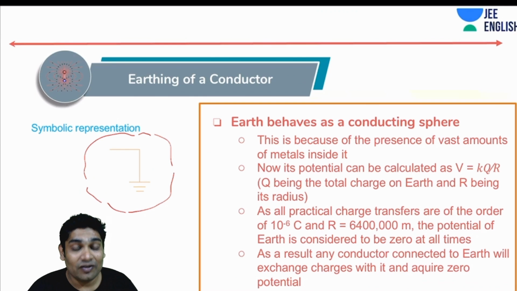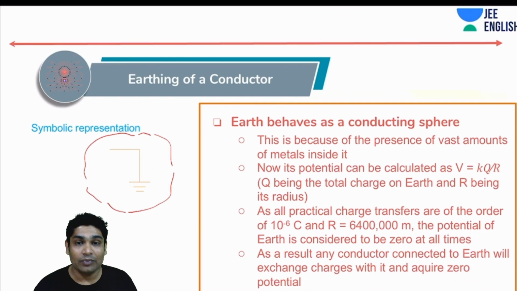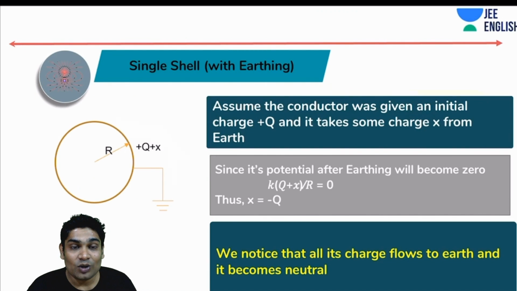So what will earthing do? Earthing means you will connect a conductor to the Earth. When you do that, the conductor will exchange some charges with the Earth and it will make sure that its potential comes down. Right? Let's see the effect of this. So here I'm discussing a single shell, and it initially had a charge of plus q, and now it has been earthed. Now we are to calculate the charges appearing on the surfaces. Inside surface I already know can never have any charge. Let's assume it takes a certain charge x from Earth, so the total charge on the outermost surface will be capital Q plus capital X.